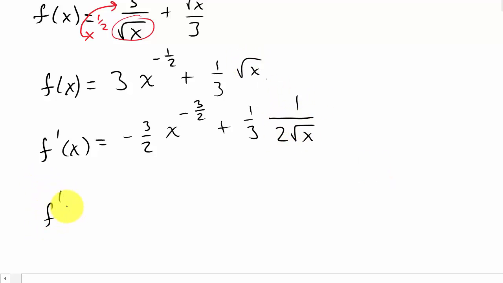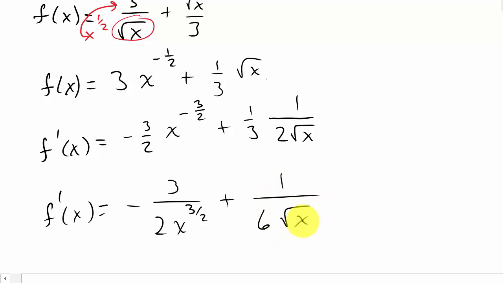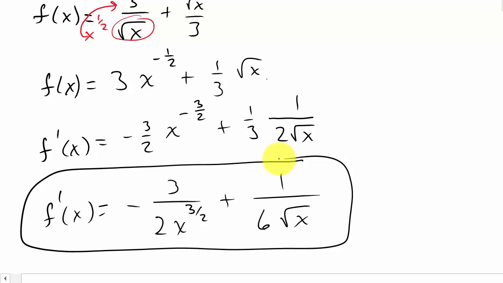And so I get f prime of x is, and I'm going to make this exponent here positive, so that's negative 3 over, so the x to the negative 3/2 is going to go down here to the denominator with the 2, so that'll be 2x to the positive 3/2, plus 1 over 6 square root of x. Okay, and this will be your answer.